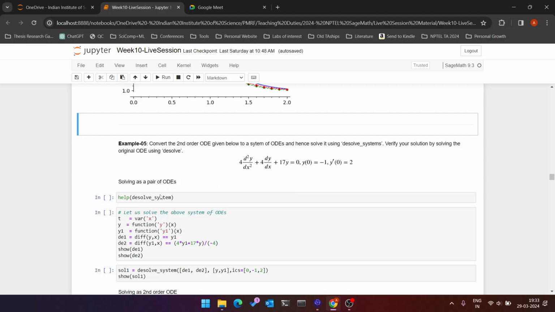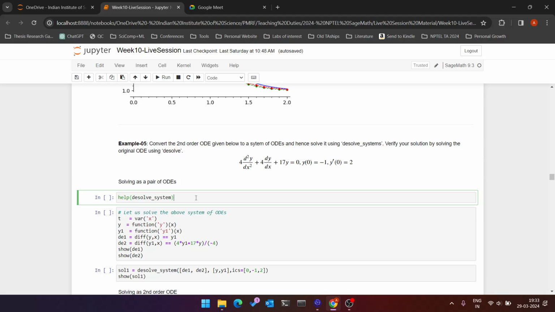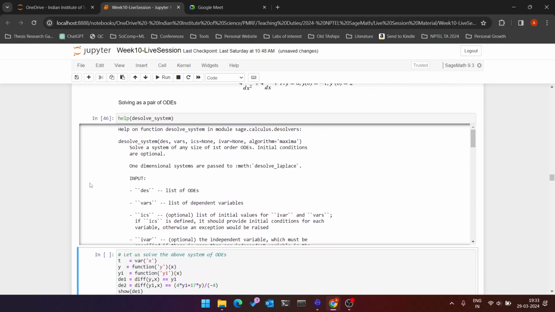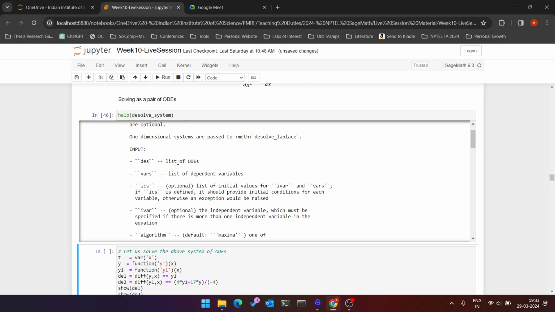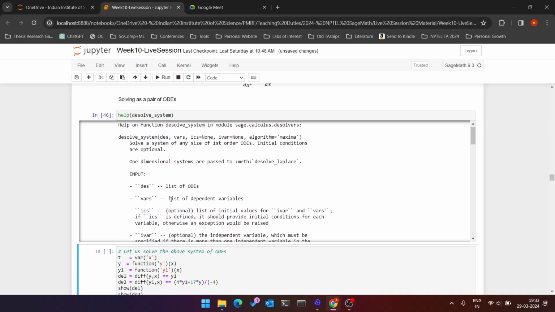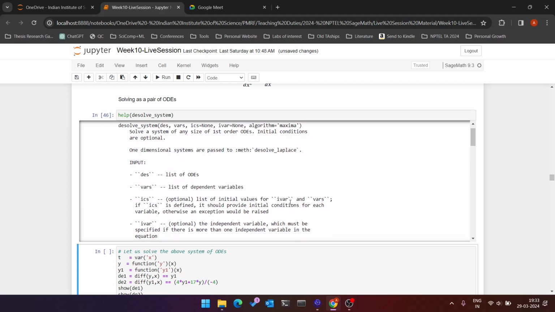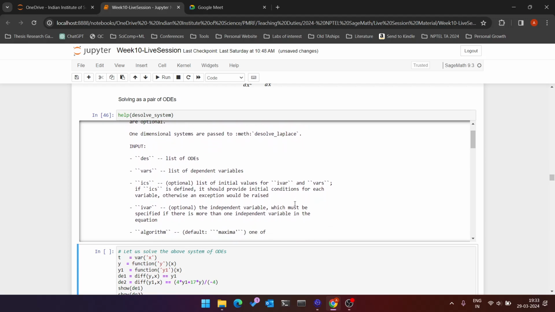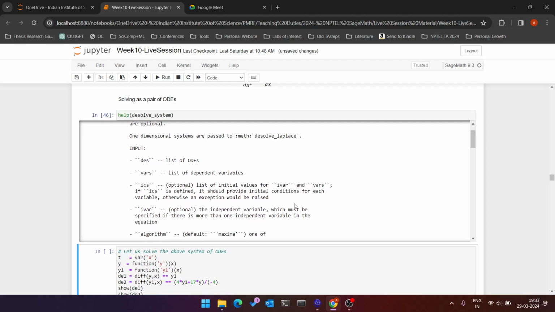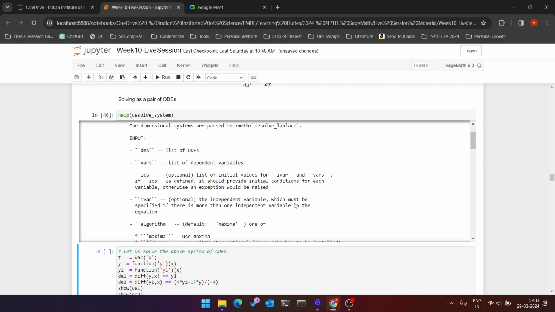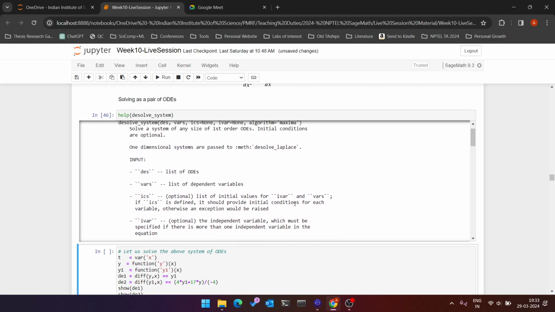First, I'll solve this as a pair of ODEs using dsolve systems, but we'll just quickly have a look into what dsolve systems is. It basically takes a list of ODEs and a list of dependent variables, initial conditions if there are any, and initial values for the independent variable as well as the dependent variable. So both of them have to be specified. Okay. Next step, we'll be trying to solve this as a system of ODEs.